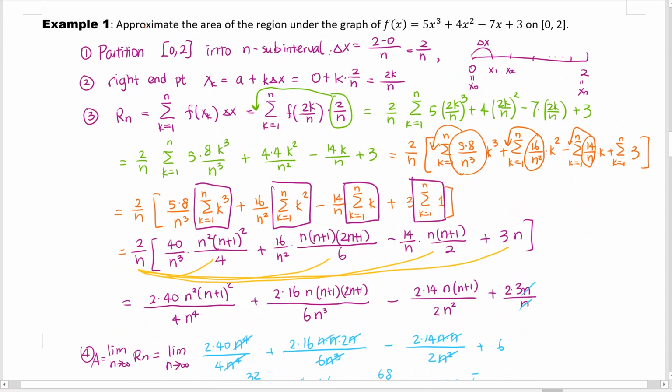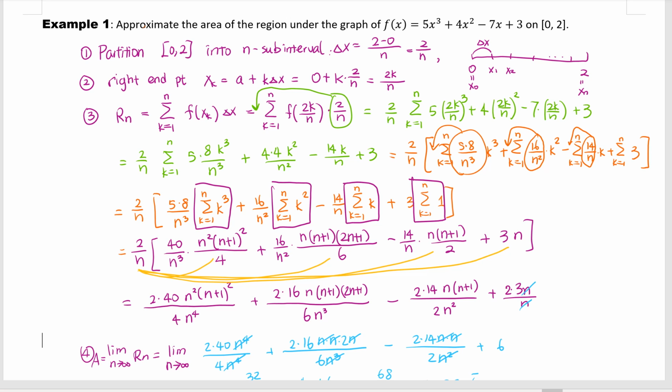Okay, and the first step, we partition the interval into n subintervals, and then we figure out the width, change of x is b minus a over n. And then we compute the right endpoints, x sub k. And then the right Riemann sum is the sum of f of x sub k times change of x. And then we figure out what's x sub k and what's change of x, plug it in. And then what is f of 2k over n, plug that into our function f. Okay? And then we're gonna do a lot of algebra.